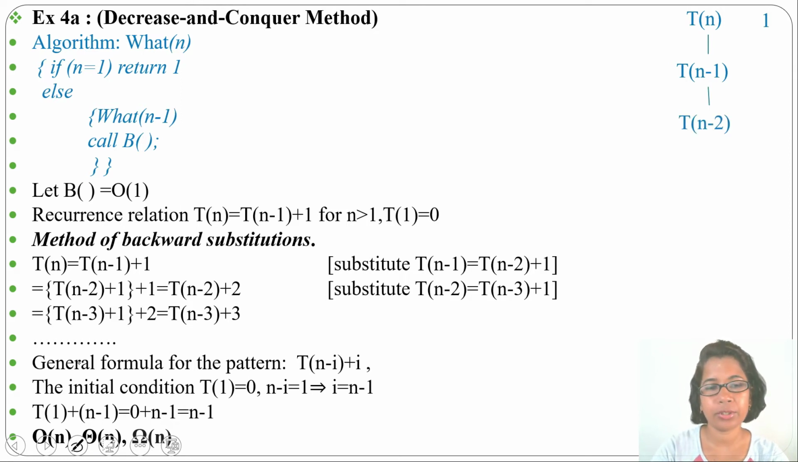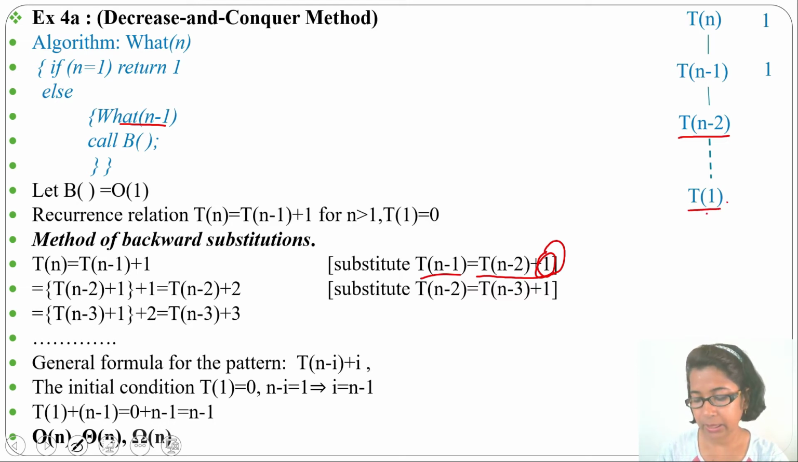Actually this is a function call. We can call n minus 2. Here T of n minus 2 means time taken for n minus 2, plus 1, as T of n minus 1 equals T of n minus 2 plus 1. So this one we are writing here. Again from T of n minus 2 we can call T of n minus 3. Like this it will continue. Finally we will reach the initial condition, that is T of 1.